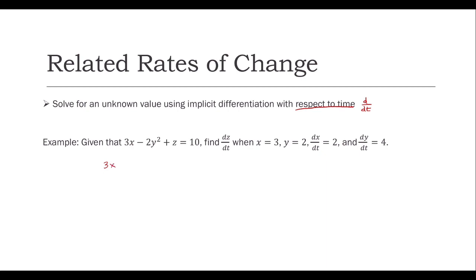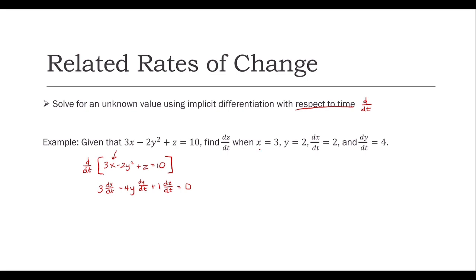So we have 3x minus 2y squared plus z equals 10. We're going to do the derivative with respect to time, so d dt. So we'll take the derivative of our first term, which would just become 3 dx dt, because we took a derivative with x. Then we have minus 4y, and this is dy dt. Our derivative of z would just be plus 1 dz dt, and that's going to equal the derivative of 10, which is just 0.